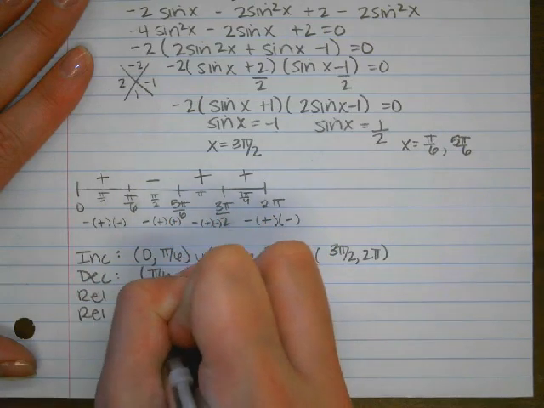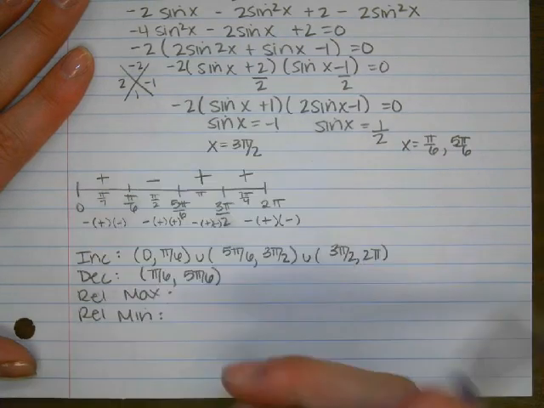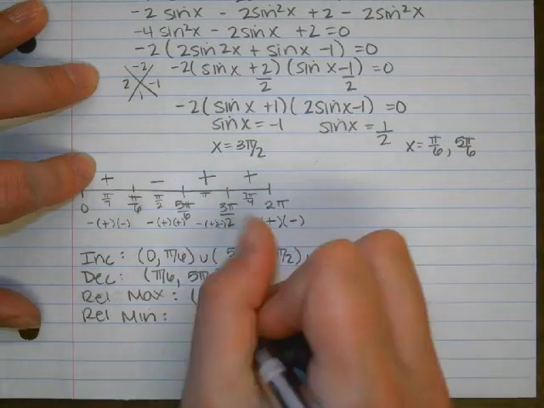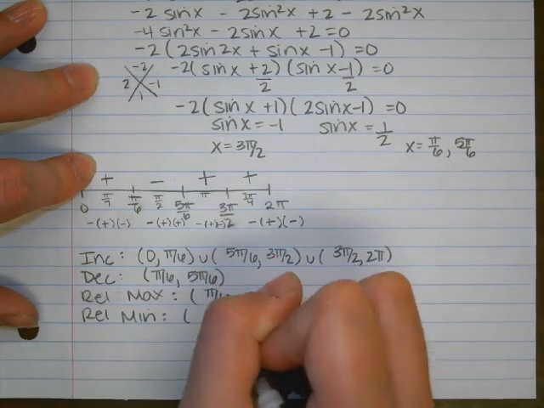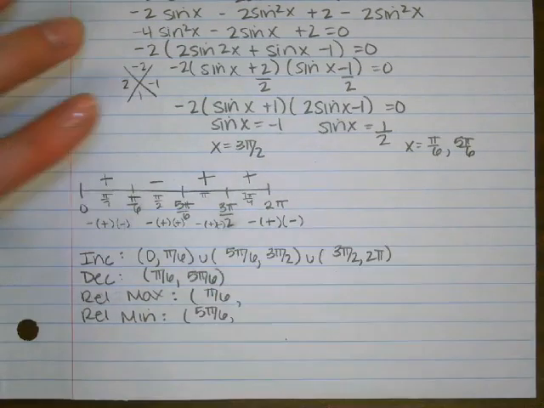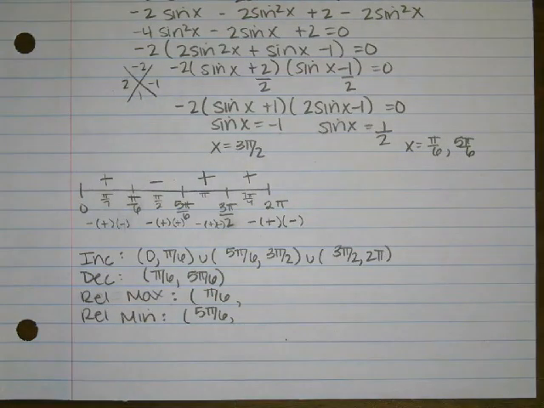So we're looking at where it goes up and then comes down, where it goes down and then comes up. So the relative max is at pi over 6. The relative min is at 5 pi over 6. And to get the y-coordinates of that, we need to plug the x-coordinates into the original function.